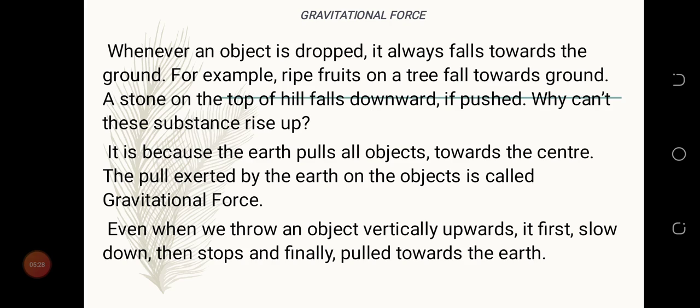Gravitational force. Whenever an object is dropped, it always falls towards the ground. For example, ripe fruits on a tree fall towards the ground. A stone on the top of a hill falls downward if pushed. Why can't these objects rise up? It is because the earth pulls all objects towards its center. The pull exerted by the earth on the object is called gravitational force.